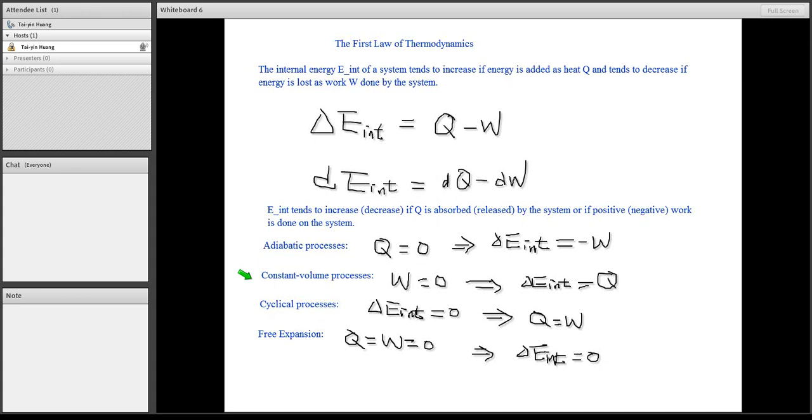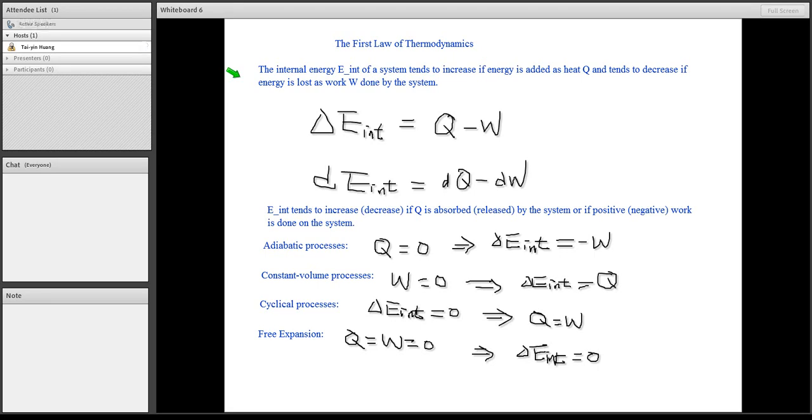In the next part, we're going to briefly talk about the first law of thermodynamics. Of course, we're going to discuss it in more detail in chapter 19. In this chapter, we just lay out the foundation and let you know what the first law of thermodynamics is about. The first law tells us that the internal energy of a system tends to increase if energy is added as heat, and tends to decrease if energy is lost as work done by the system.